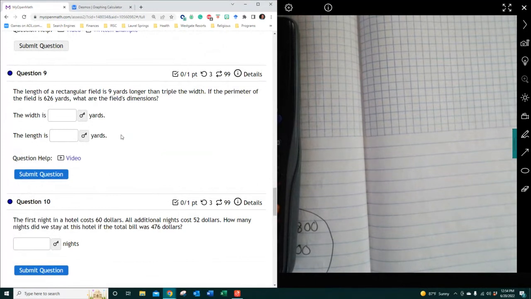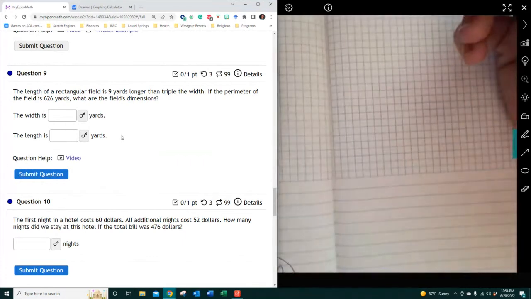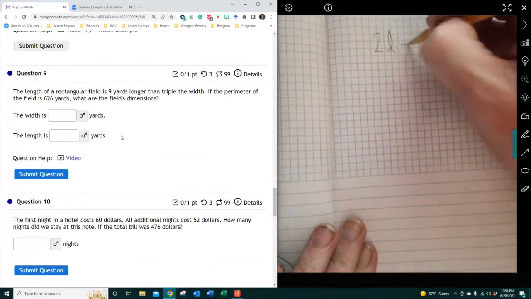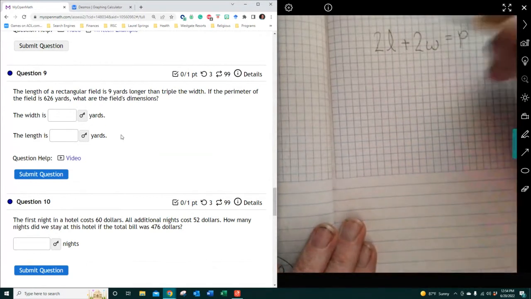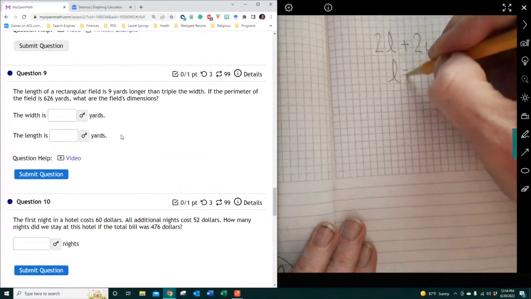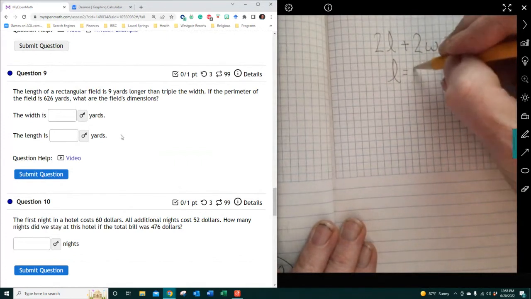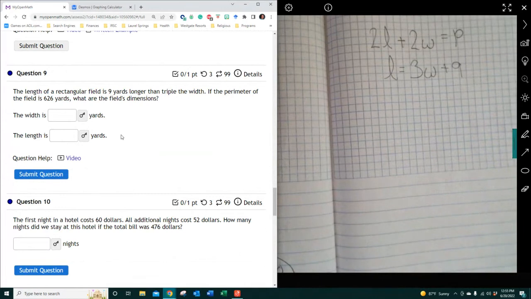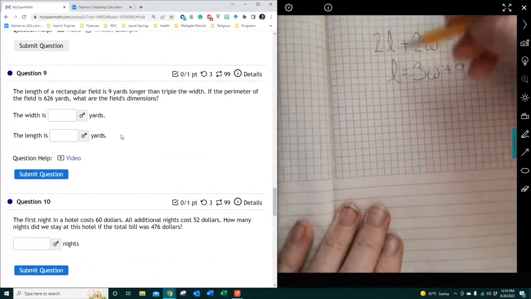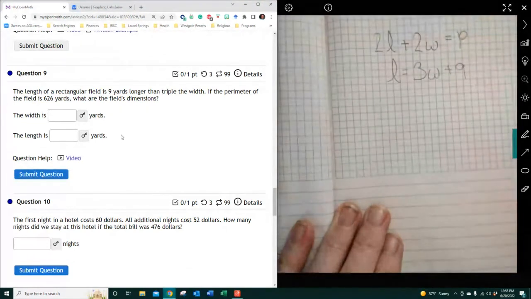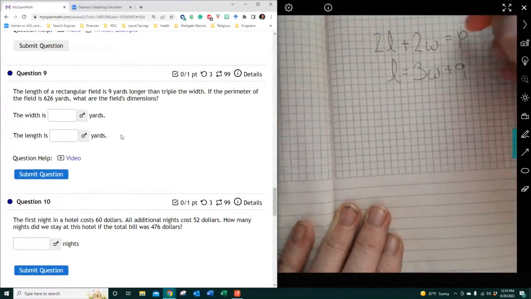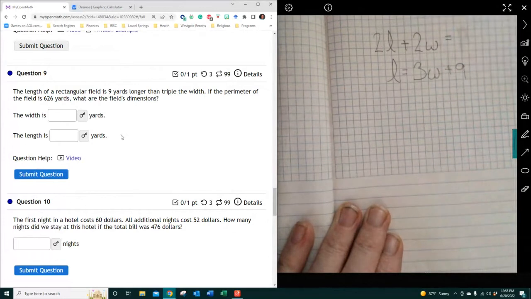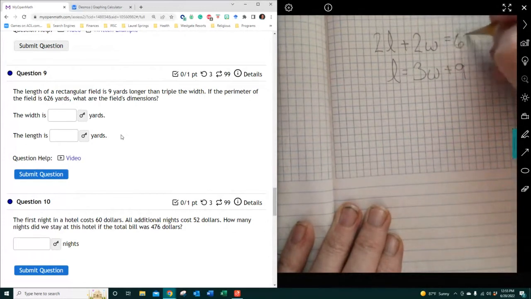The length of a rectangular field is 9 yards longer than triple the width. So when we talk about length and width, right, we know that the perimeter, by the way, is 2L plus 2W equals perimeter. And it says that the length, L, is 9 yards longer than triple the width. So the width, we're going to triple it, and this is going to be 9 yards longer than that even. So now we have L, and we have the understanding of what the perimeter formula is, but it tells us what the perimeter is, and it's saying that the perimeter is worth 626 yards.